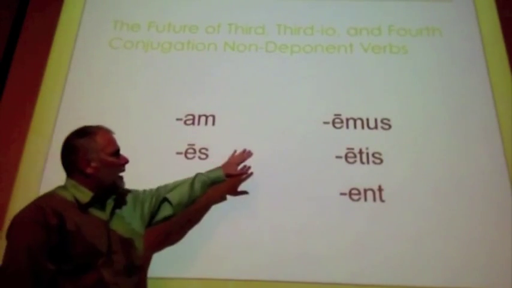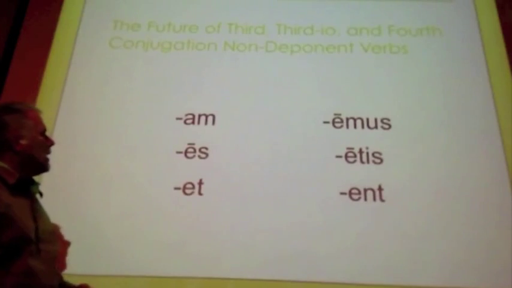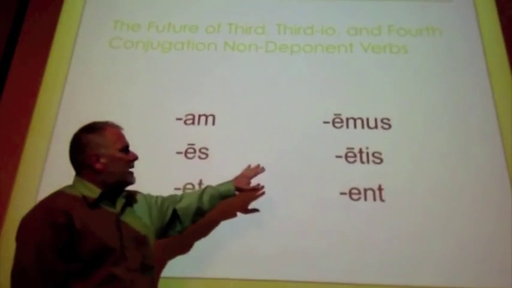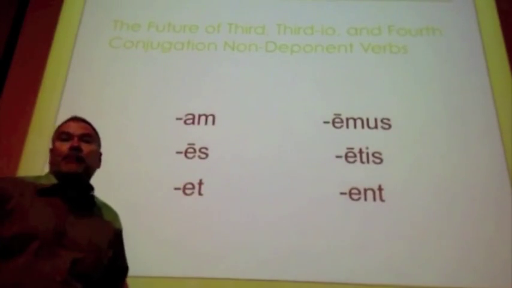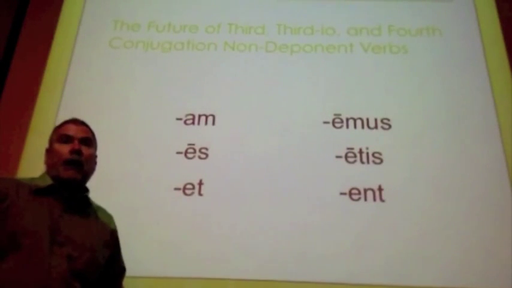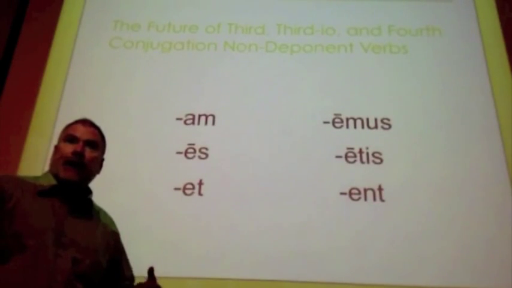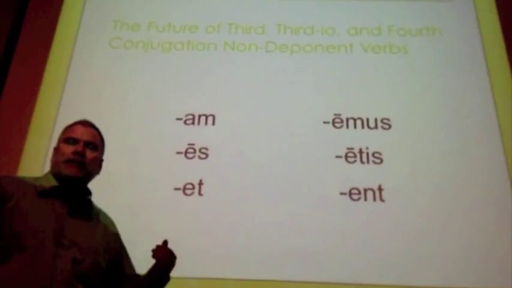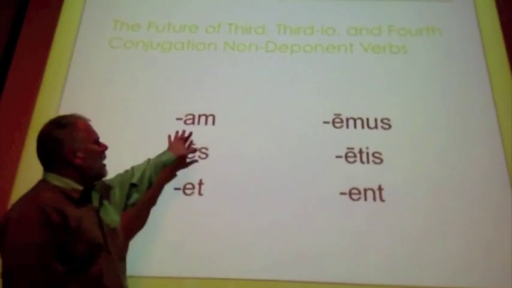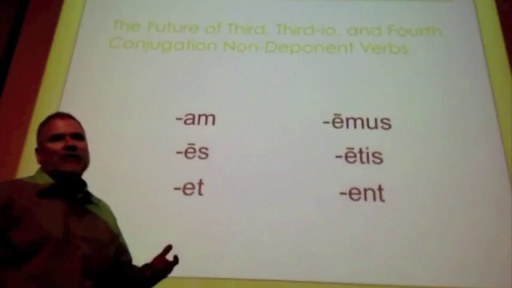Am, es, et, emus, etis, ent. Es, et, emus, etis, ent are actually endings that you've seen as the present of second conjugation verbs like habeo. You may remember habes, habet, habemus, habetis, habent. This, however, is something we haven't seen before. That just has to be memorized.